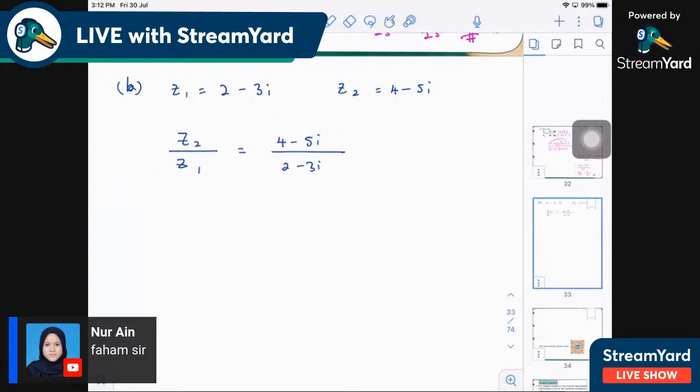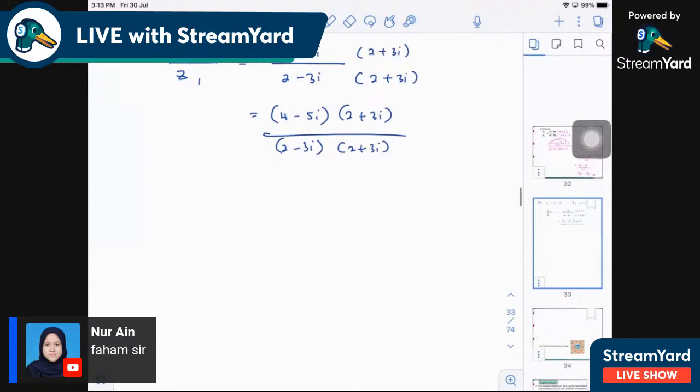We expand this. I get 8 plus 12i minus 10i minus 15i squared. For the bottom, you can expand straight away. 2 times 2 becomes 4, the negative becomes negative 9, but then there is i squared, and i squared is going to become negative 1. Remember that. So from here you get 8, minus 15 times negative 1, plus 12i minus 10i. I arrange everything already.